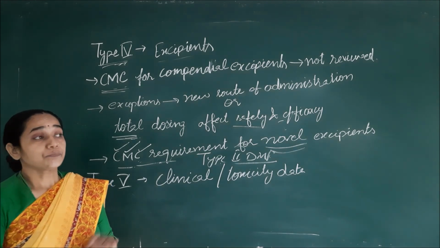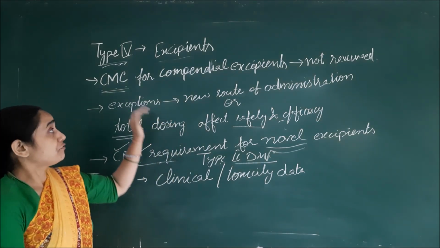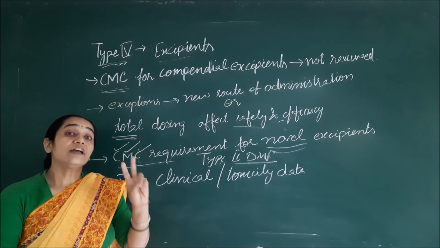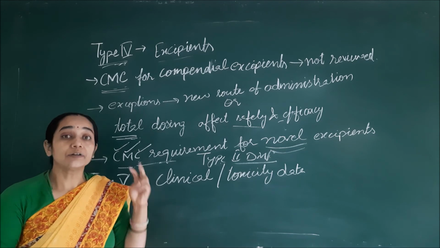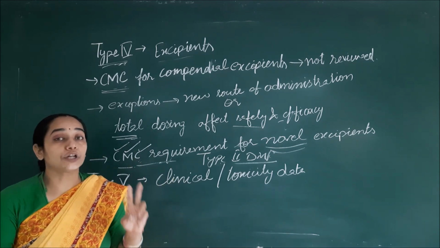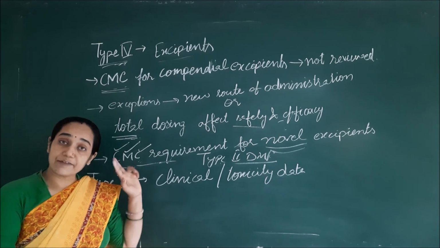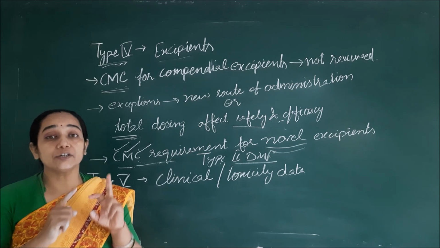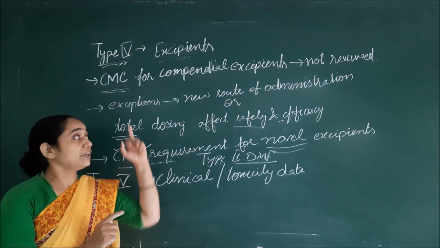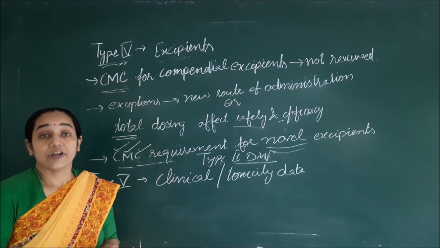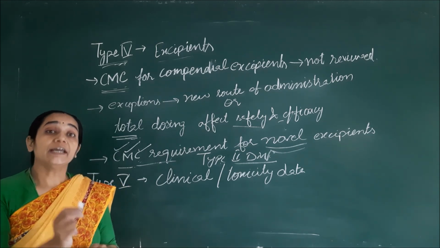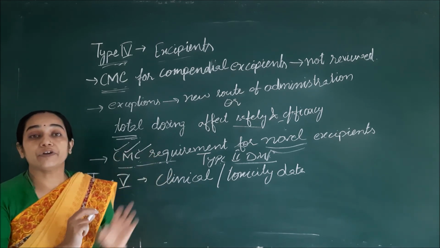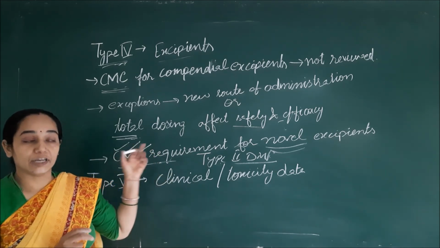Now, if I say this type 4 DMF will contain all the information for the excipients. Under two conditions, if the route of administration has been changed for a particular excipient or the dose has been altered, then a type 4 DMF will be formulated. And if our excipient is a novel moiety, then obviously we need to formulate a new DMF. But if it is an older moiety and it is used for the same purpose, meaning oral route for example, then there will be no need to formulate the type 4 DMF.